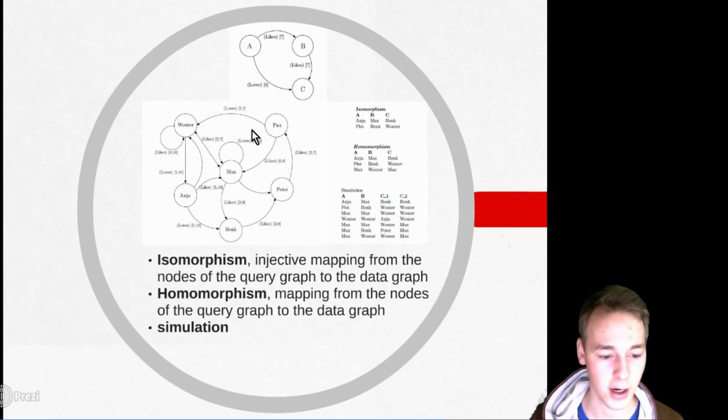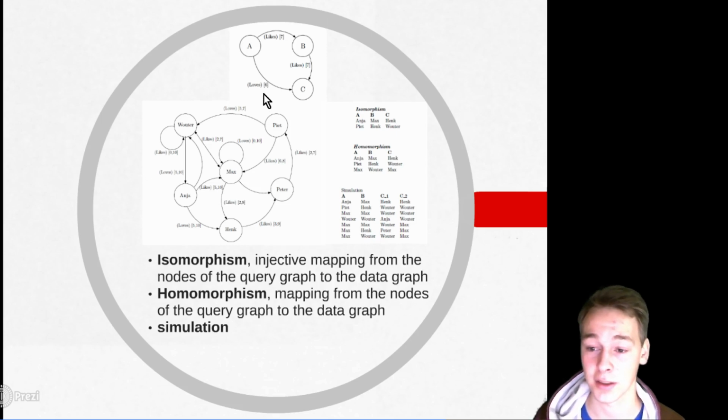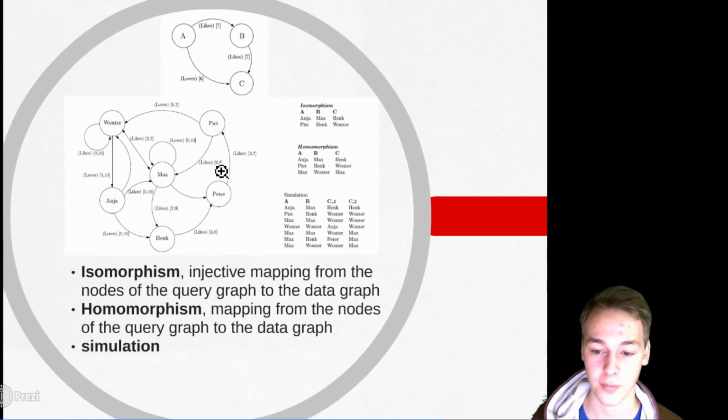simulation, and a graph simulation considers the edge preserving relations instead of the functions from one graph to another. And that basically comes down to that you can have different nodes. So we have a C here, but it can become different.